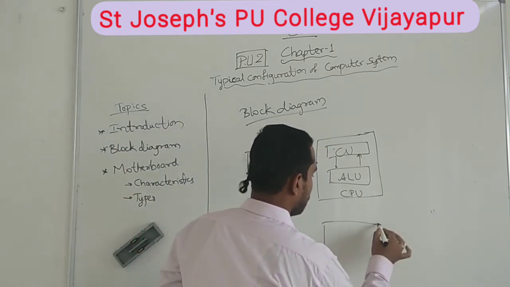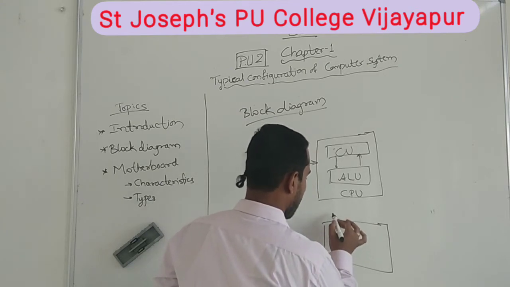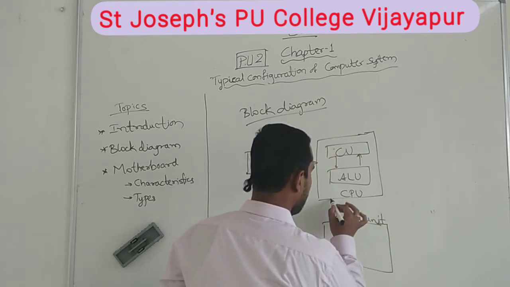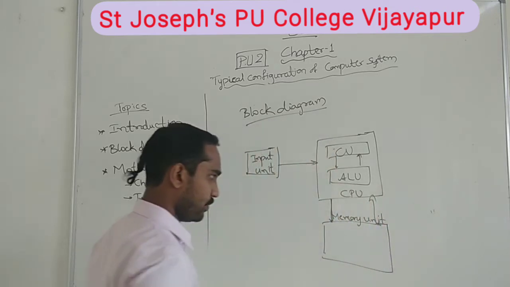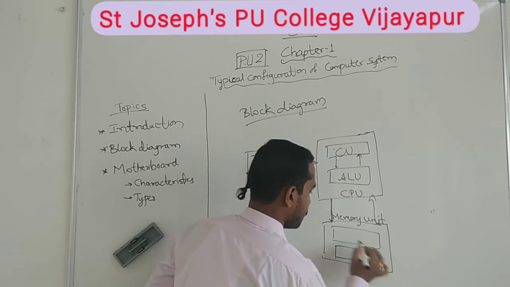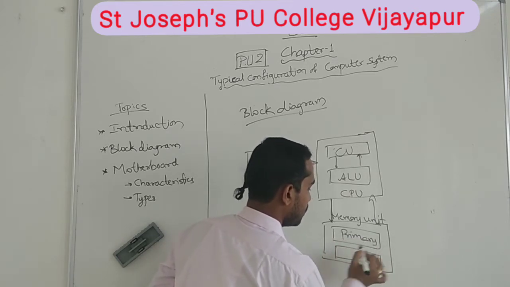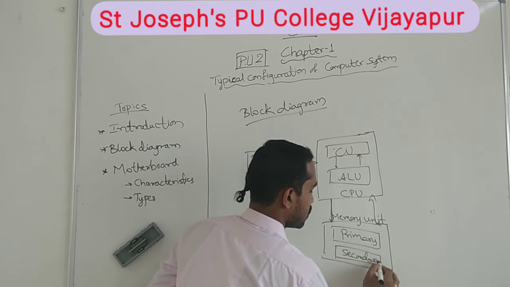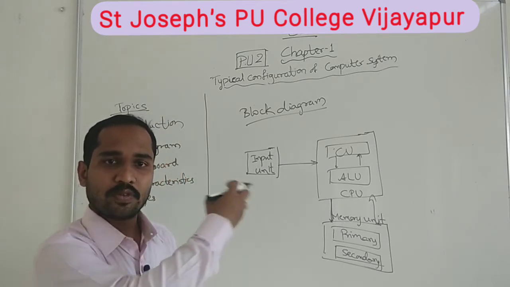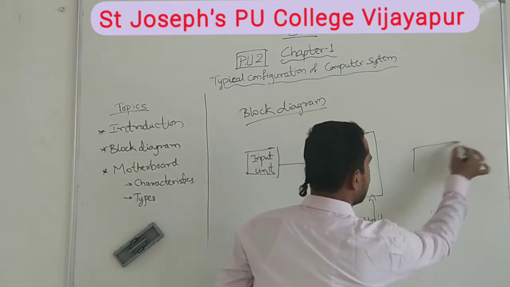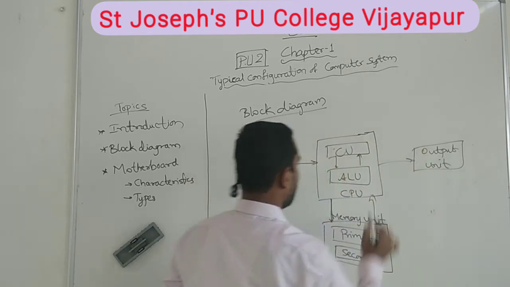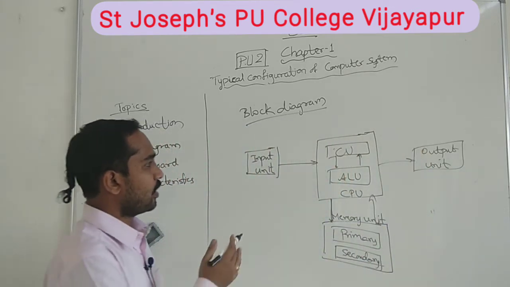And with CPU, you always have a memory unit. Am I right? So this memory unit can be divided into two memories. You all know this, primary memory and secondary memory. So we have to see everything in detail. You should give at least 3 to 4 lines explanation for each unit. And at last we have an output unit. Correct? Output unit.